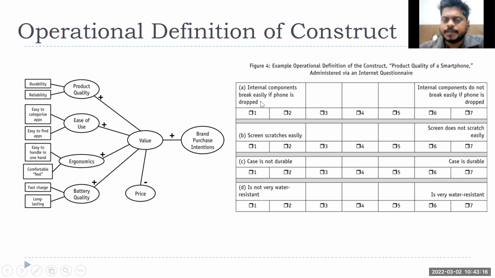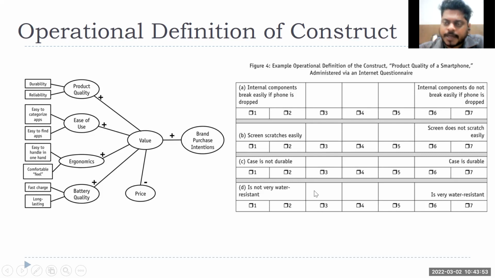Internal components break easily if the phone is dropped, right? So one is very poor internal quality, 7 is very good: internal components do not break easily when the phone is dropped. If somebody is clicking 7, that means it is working. Whenever their phone fell down from their hand, the components still remained the same, there were no fractures. So that means the internal components are very robust in nature. Screen scratches easily, or at 7, the screen doesn't scratch easily. Case is durable: not very water resistant, or very water resistant.